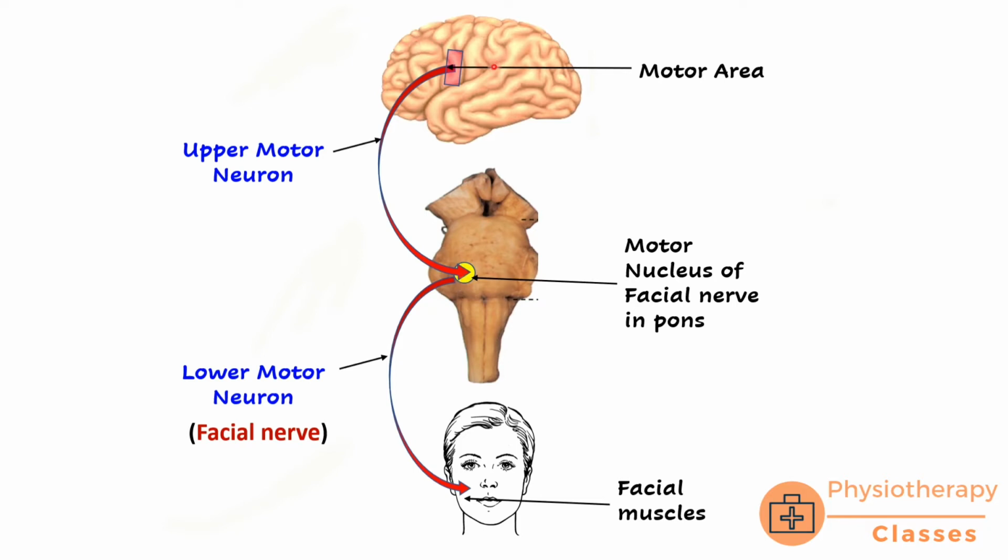Now the upper motor neurons, they will synapse with the lower motor neurons which are present in the motor nuclei. The lower motor neurons, they will constitute or they will run in the cranial nerves, like in this case in the facial nerve. They will come in contact with the muscle fibers of the facial muscles and lead to muscle contraction. So in case of Bell's palsy, where is the lesion? The lesion is in the lower motor neuron, that means in the facial nerve itself.